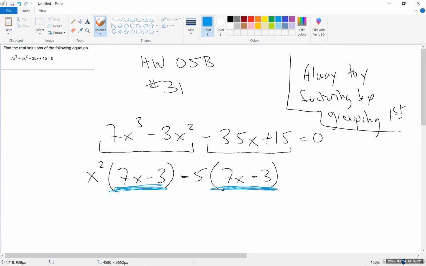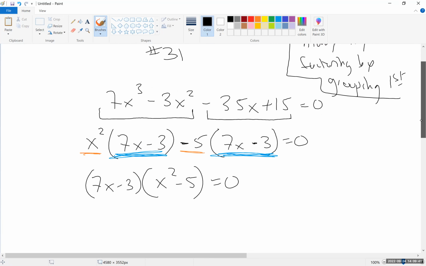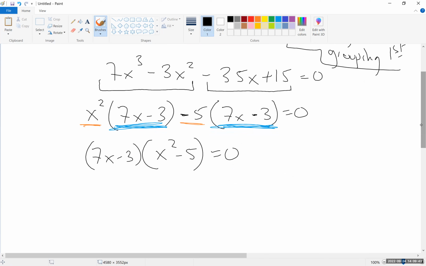So we're going to factor those out once again. We're going to have 7x minus 3, and what we're left with is x squared minus 5. And all of this, I should have kept putting it all along, is equal to 0. Then what we need to do now is split it up. So either 7x minus 3 is equal to 0, or x squared minus 5 is equal to 0.